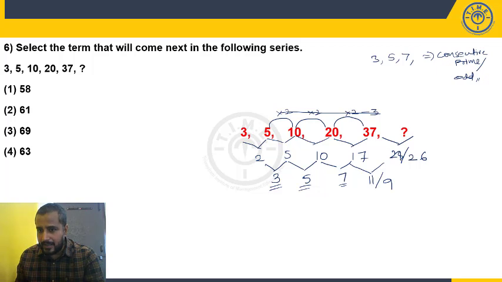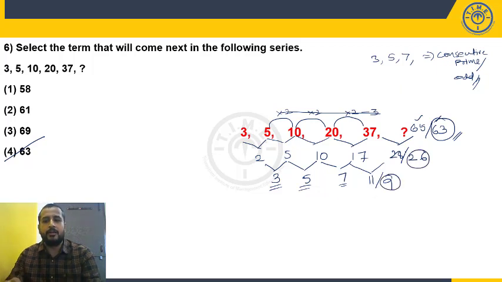So 37 plus 28 is 65. 37 plus 26 is 63. Both these answers are correct. But which is available? 63. So he is assuming that the pattern is consecutive odd numbers. So the correct answer for this question is 63. And the logic is difference of the difference is consecutive odd numbers. So in recent days, difference of difference logic has become a bit popular for SSC exams.